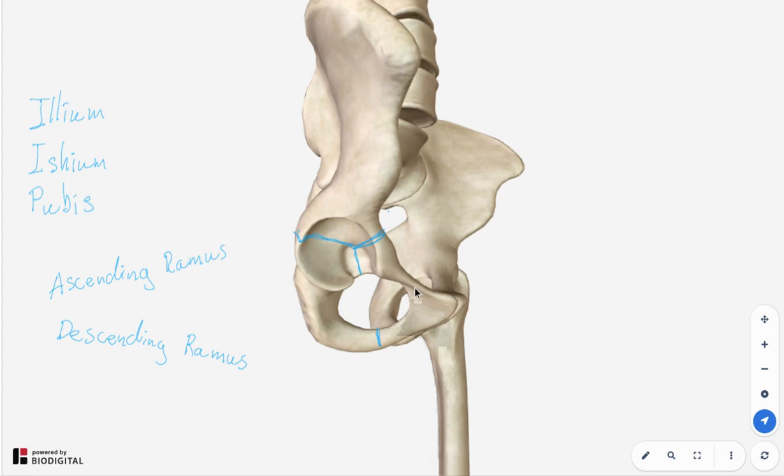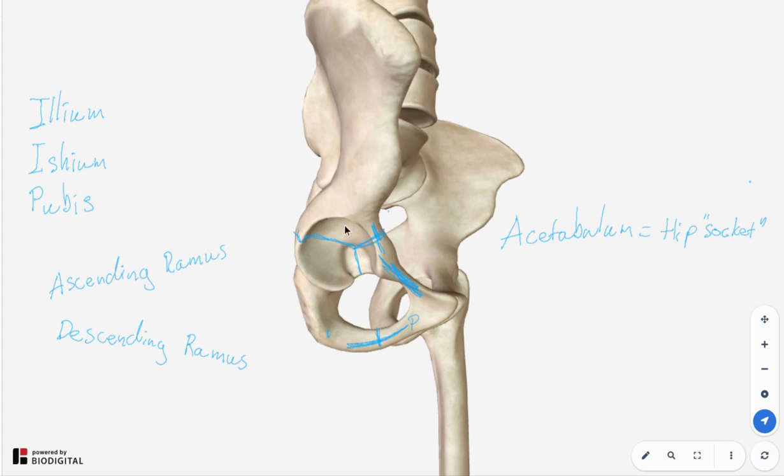We have two rami. A ramus is just like an arm or a bony projection. So we have the ascending ramus, which is this arm of bone right here, and the descending ramus is this one right here. This one is made up of both parts of the pubis and part of the ischium. And this one is mostly just the pubis and then maybe some of the ilium.